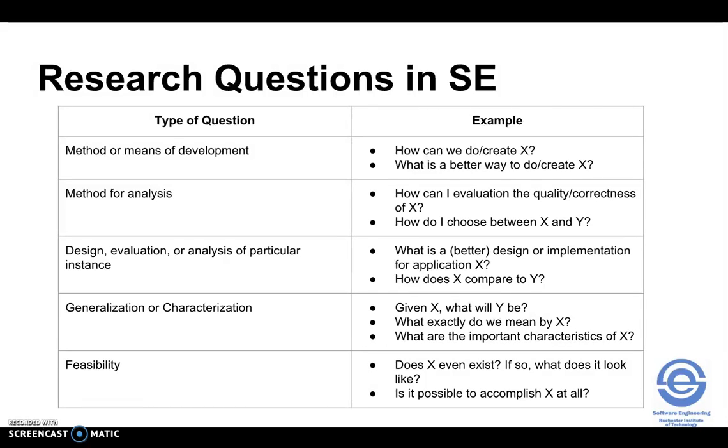So there are a lot of different research questions you can examine in software engineering. One question might be grouped in the sense of methods or means of development. That would be, how do you create X? What is a better way to create X? There are different types of analysis you can be searching through. So how do you evaluate the quality or correctness of X? How do you choose between X and Y? If you're trying to do design, evaluation, or analysis of a particular instance, you say, what is the better design? Or how does X compare to Y as far as designs go?